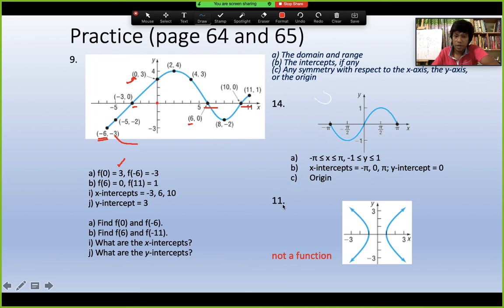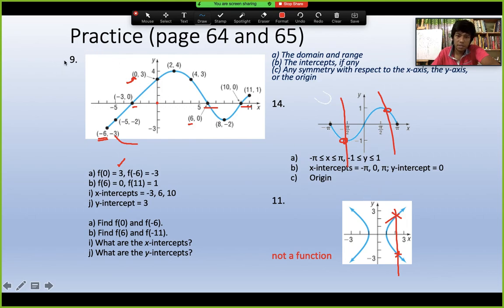Now, from 14 and 11, we have to find out the domain and range. So domain is the x value, range is the y value, and the intercept is this one and this one for x, and only 0 for the y value. And this is not a function. See, we said that for the vertical line test, you have to draw a vertical line. If the graph touches at 2 different points, then it is not a function. That's why it is not a function. This one is a function. See, the graph touches at only 1 point. Wherever you draw the line, the line cuts the graph at only 1 point. That's why.